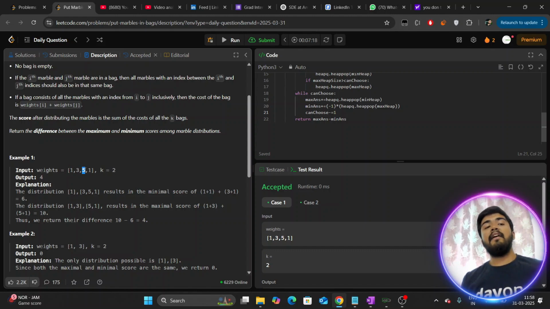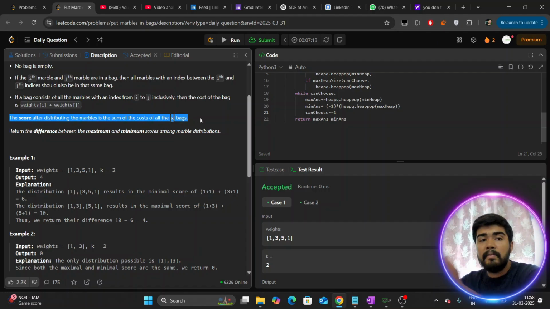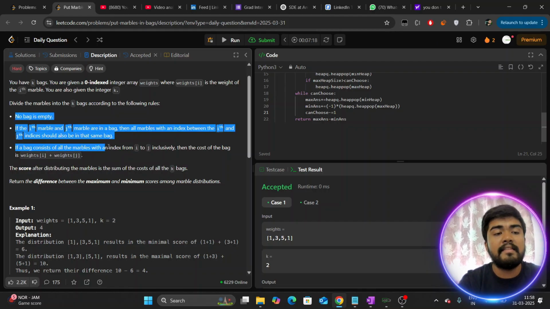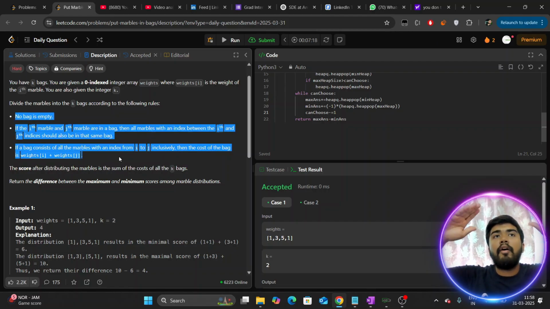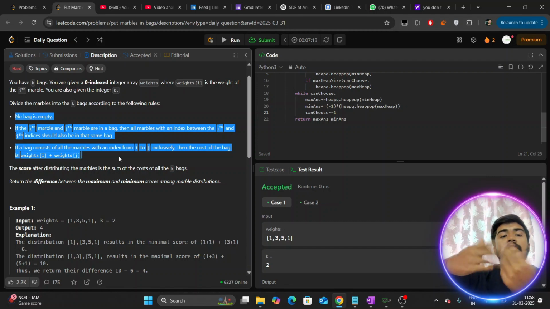Now the score after distributing the marbles is the sum of the cost of all the k bags. When you put all the marbles into the k bags, the final score is the sum over the bags. A valid arrangement is one where you select chunks from index i to j and put each in a particular bag, and that bag contributes the weight of its first marble plus the weight of its last marble to your answer. Your total score is the sum of all the bag sums.